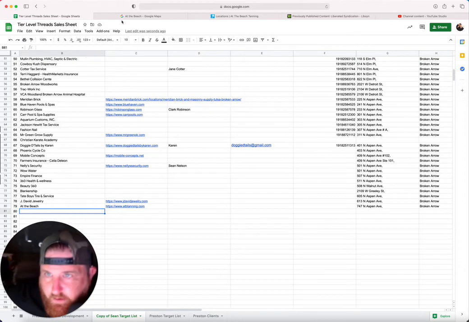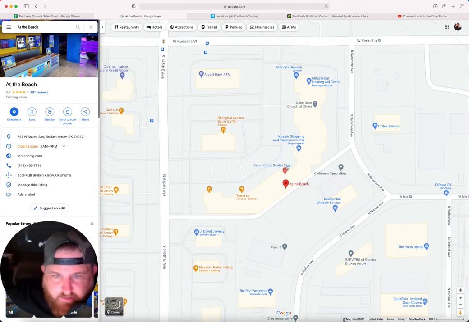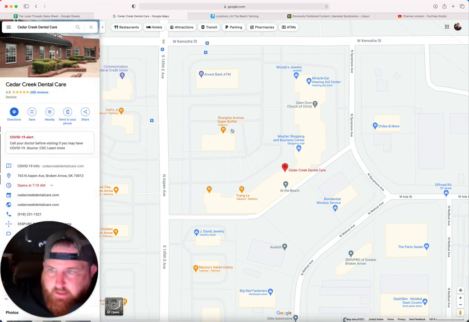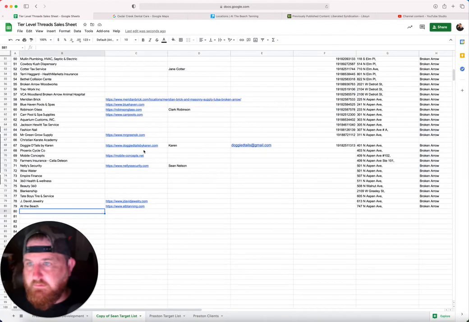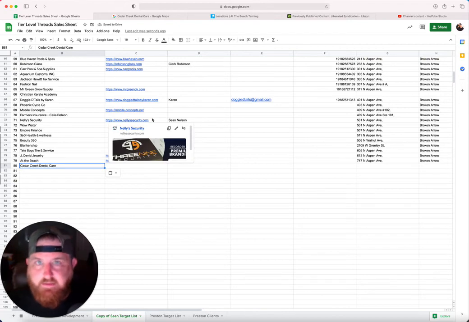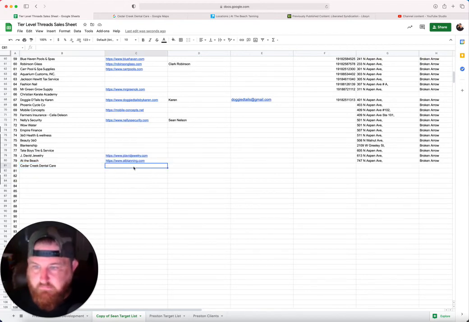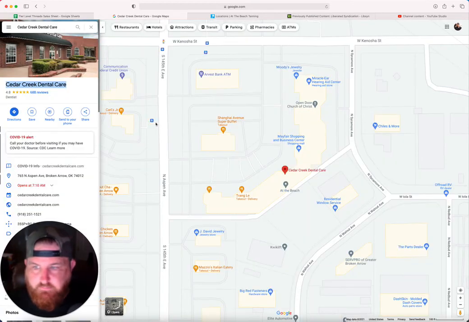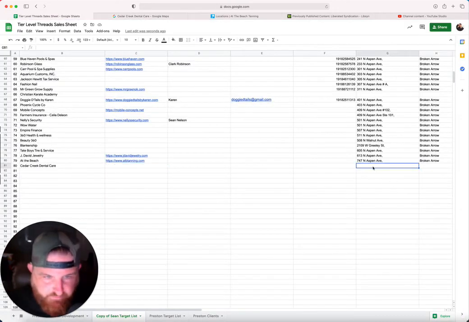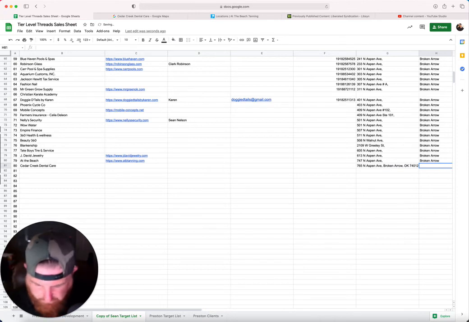All right, we are on magic number 80 right now, and I'm going to hit Cedar Creek Dental Care. Very nice dental, a high review rating. So again, this is one of those options where they're probably using scrubs and things like that. Embroidering scrubs, custom work on scrubs, things like that can be very appealing to these types of businesses. So I'm going to go ahead and put that in there.